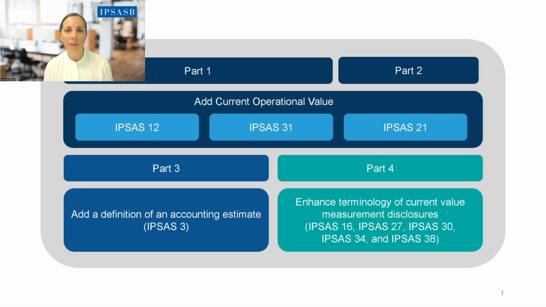Yeah, so from that perspective, what we're doing is adding a definition for accounting estimates to IPSAS 3 so as to help entities distinguish a change in accounting estimate from a change in accounting policy. And on the current value measurement front, from a disclosure perspective, the terminology used within the current value measurement disclosures has been enhanced, and therefore we're removing some terminology such as recurring and non-recurring from it. And that would be wrapping up what the exposure draft is proposing.